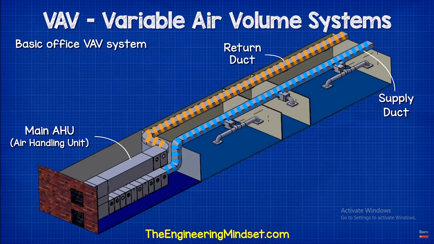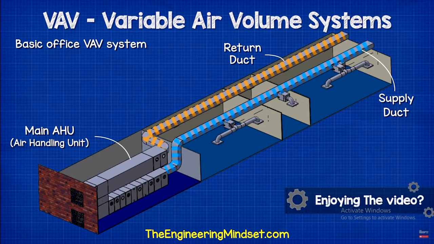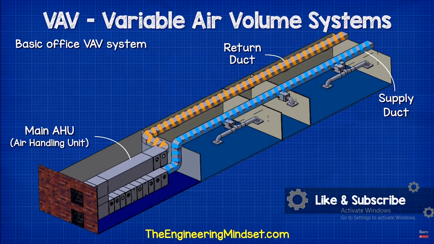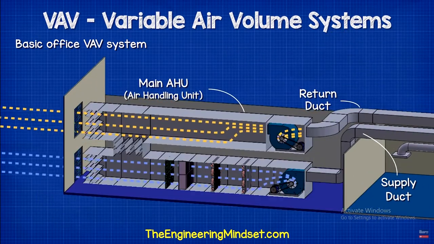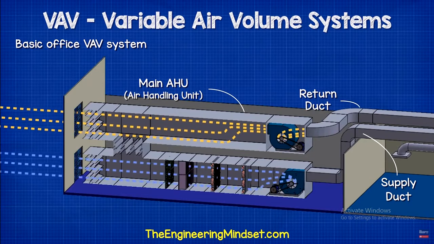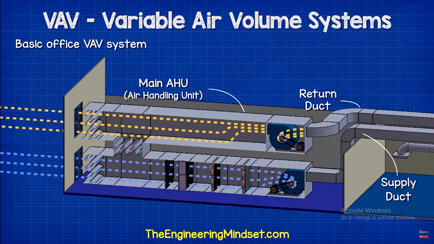On the other side we have the return duct. This collects all the dirty used air from the rooms and brings it back to the main air handling unit. Once the return air reaches the AHU, it can be rejected from the building out to atmosphere.